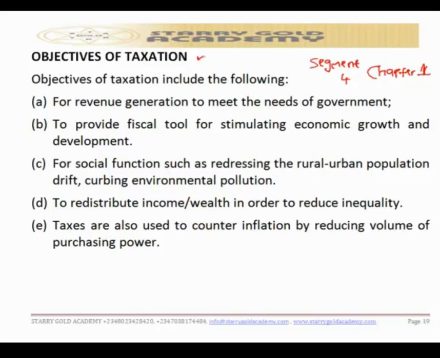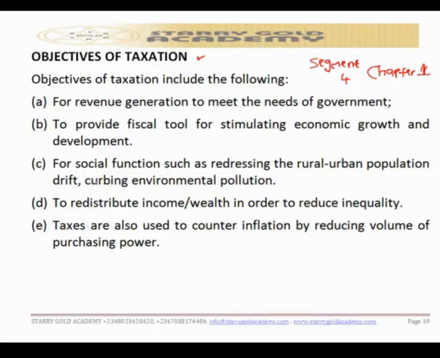I want us to get our writing materials and our pen so that we can jot down the points being presented to us on our screen. Students, please take note that the objectives of taxation are actually many. Please don't restrict yourself to these five alone. There are so many other ones that you can look into.